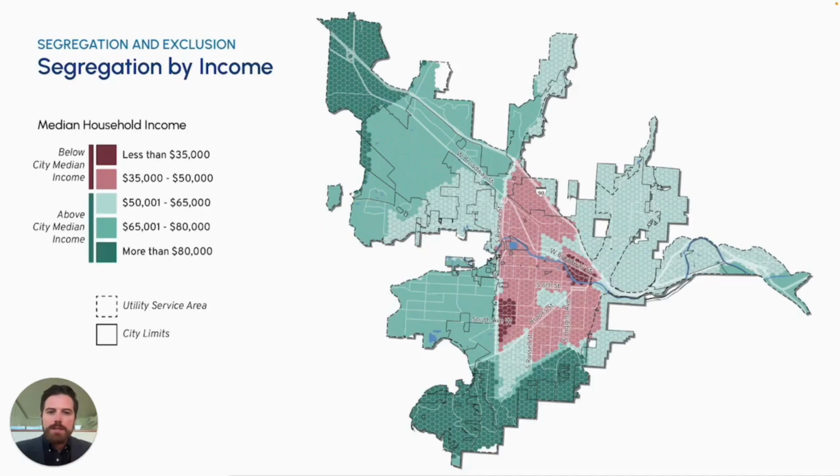So we analyzed income levels across the city in different neighborhoods to assess whether zoning may be contributing to this segregation. And this map shows the median household income in each neighborhood in Missoula. Areas in purple are lower income, and the areas in green are higher income.